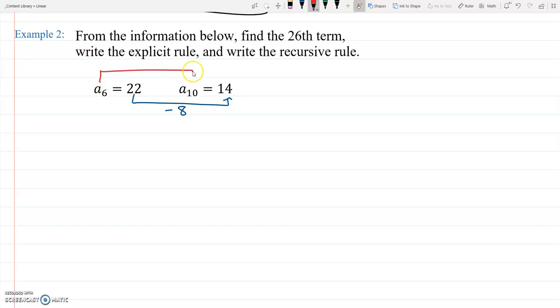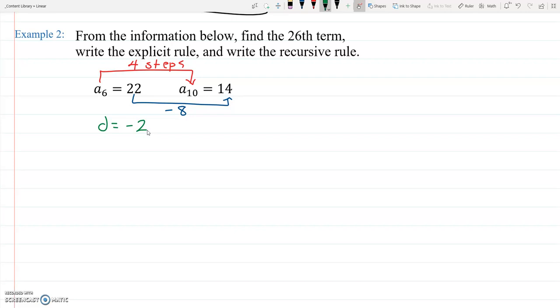So to get from here to here, that was 4 steps. Okay, A sub 6 to A sub 7, to A sub 8, to A sub 9, to A sub 10, that was 4 steps. And along those 4 steps, I did a total of dropping by 8. So if I divide -8 divided by 4, then that means each step I dropped by 2. So my common difference, and I'll write it using lowercase d, is -2 again. And it's not always -2, it just happened to be that way in these 2 examples.